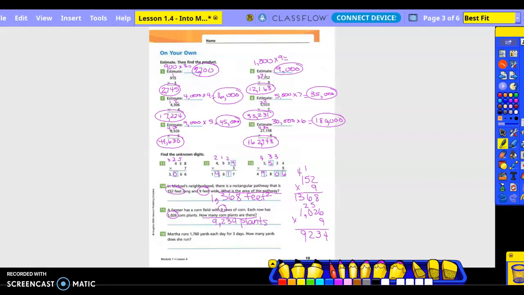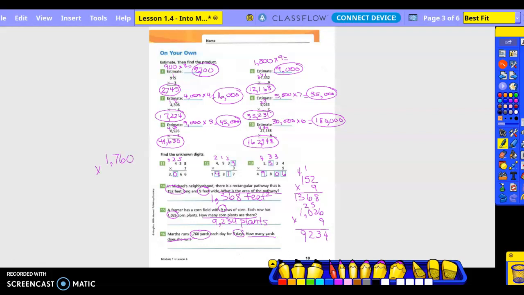Martha runs 1,760 yards each day for 3 days. How many yards does she run? So 1,760 yards, 3 days. How many yards does she run is what we're looking for. So I'm going to take what?